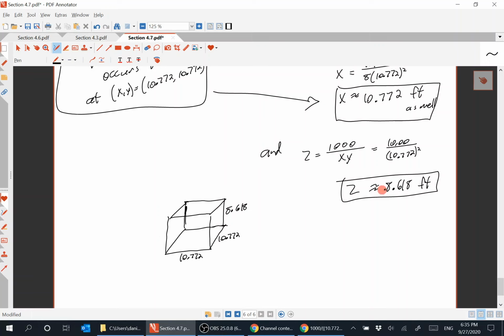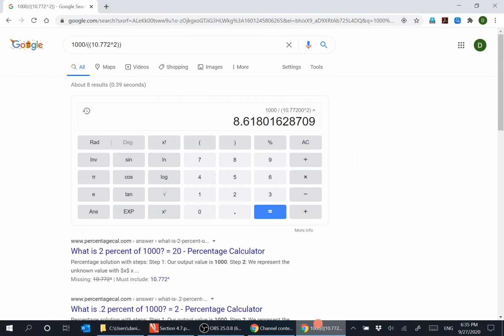And then to answer the question, we found the height, 8.618 feet, or feet in height.